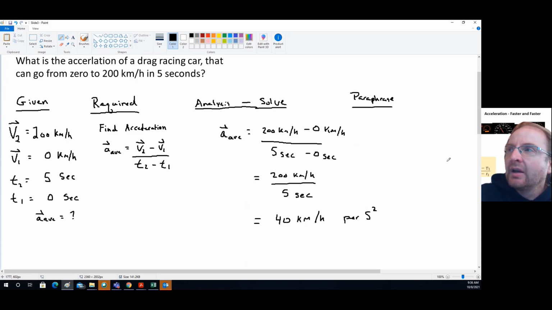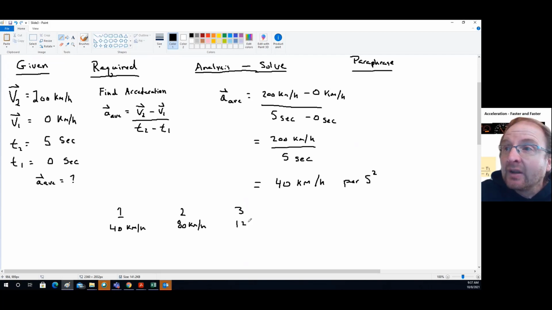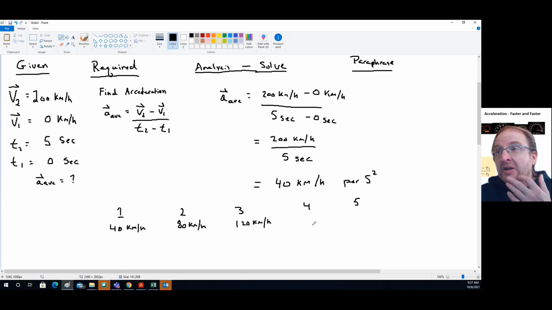Think about it this way, right? So right at the 1 second mark, it's already going 40 kilometers per hour. At 2 seconds, it's going another 40 kilometers an hour faster. It's going 80, right? This is an incredible drag racer, by the way. After 3 seconds, we'll add 40 to that, 120 kilometers per hour in 3 seconds. Well, you can see the pattern here, and you know where it ends up, and it should end up at 200, and it sure does.